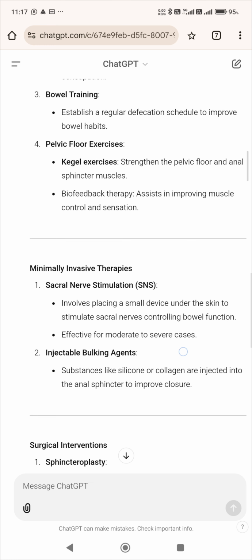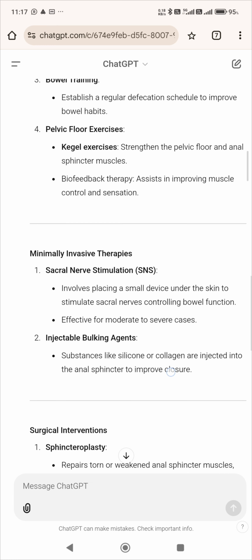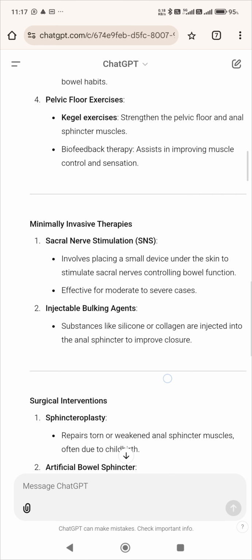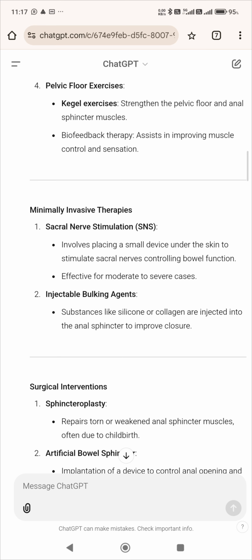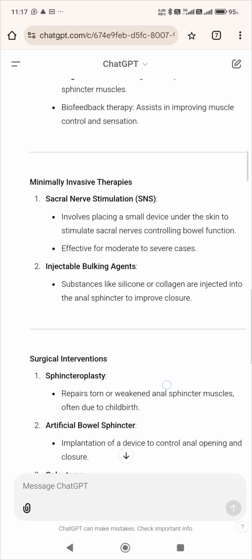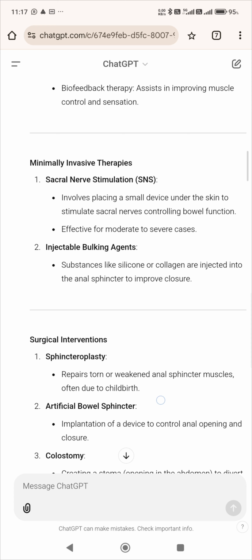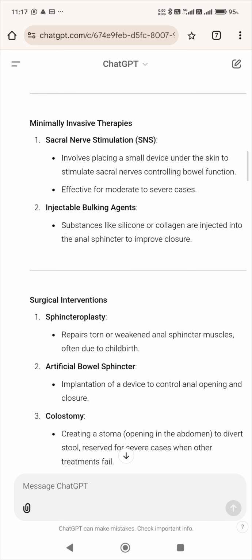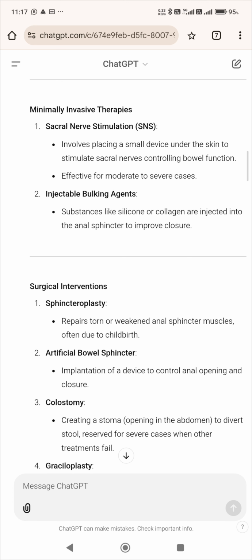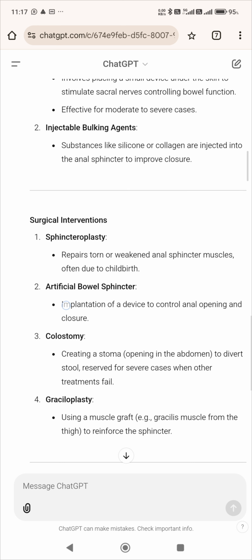3. Bowel training. Establish a regular defecation schedule to improve bowel habits. 4. Pelvic floor exercises. Kegel exercises strengthen the pelvic floor and anal sphincter muscles. Biofeedback therapy assists in improving muscle control and sensation. Minimally invasive therapies. 1. Sacral nerve stimulation, SNS, involves placing a small device under the skin to stimulate sacral nerves controlling bowel function, effective for moderate to severe cases. 2. Injectable bulking agents. Substances like silicone or collagen are injected into the anal sphincter to improve closure.